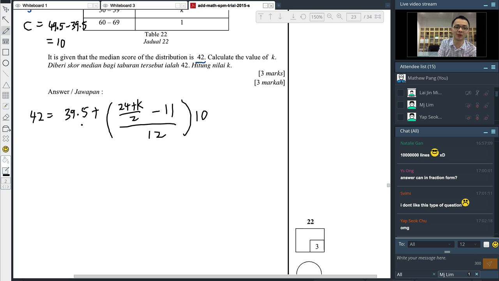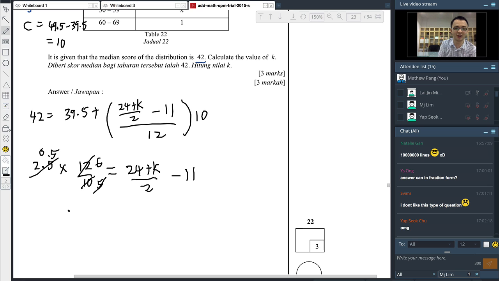So I move this one to this side first. I will get 2.5. I move 39.5 to the other side, and then I move the 10 and 12. So multiply 12 over 10 equals 24 plus k over 2 minus 11. So this one simplified, this is 6, this is 5. Simplify again, this is 0.5.